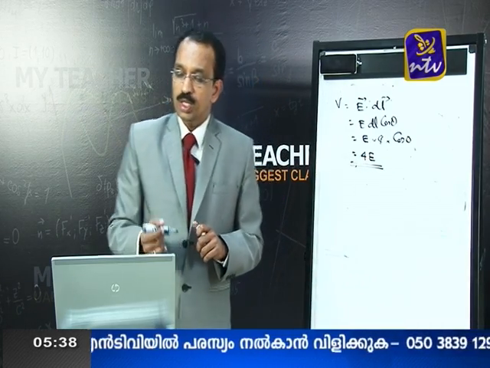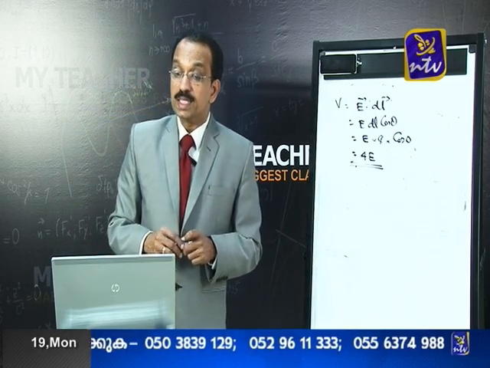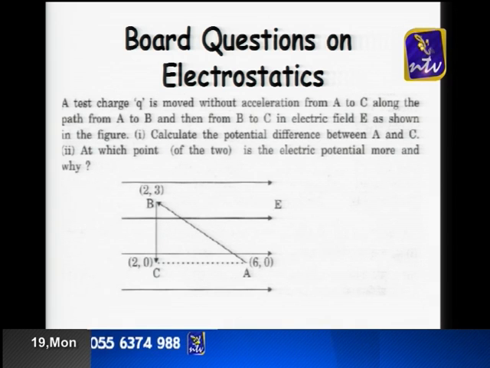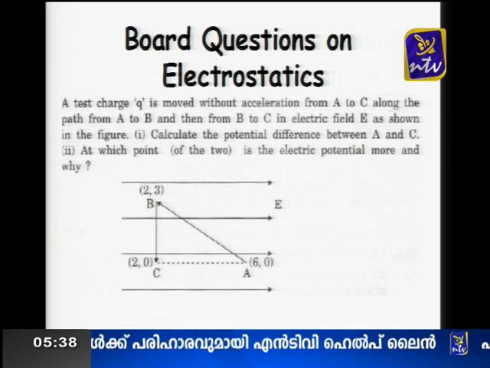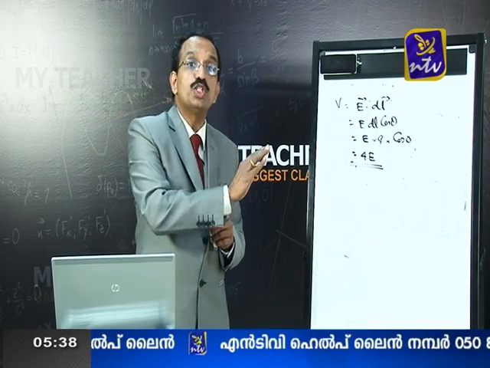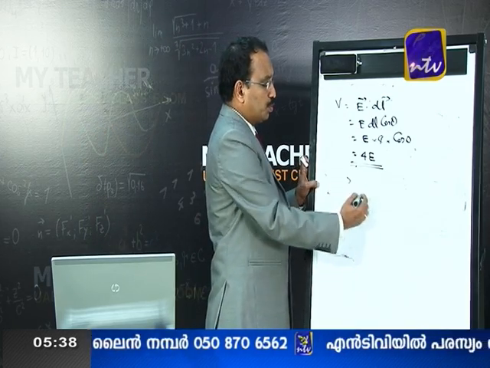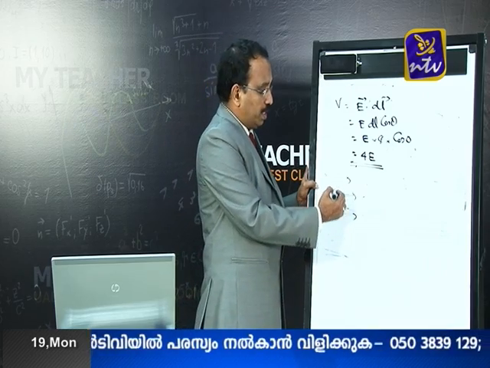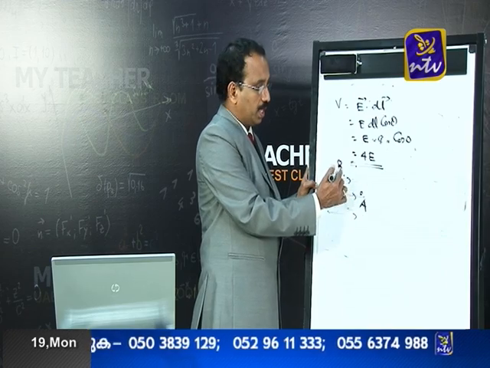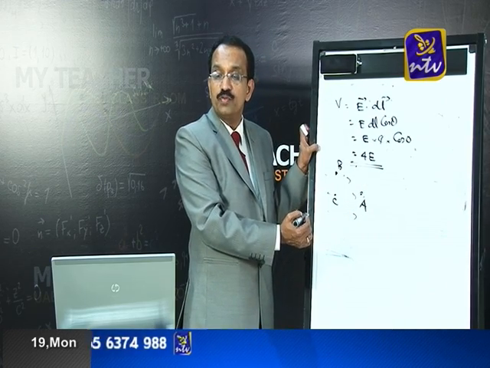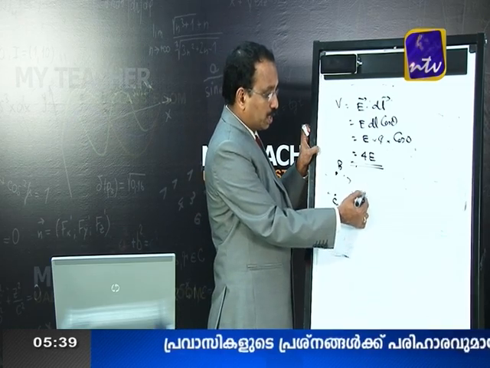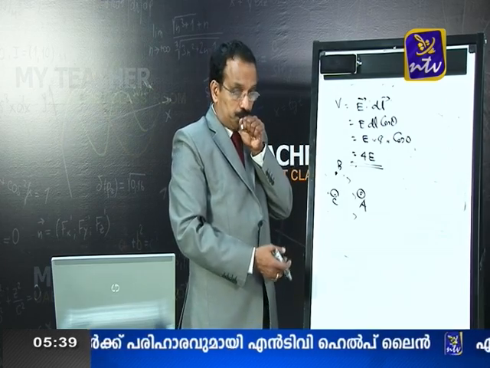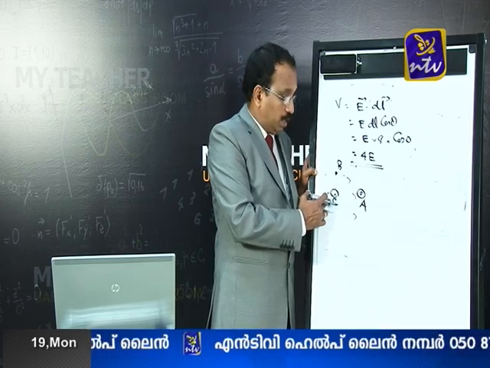Now, again look at the diagram. The question is, at which point of the two is the electric potential more, and why? Meaning where the potential is high. Can you say what the direction of the electric field is, from where to where? Electric field is from positive to negative. You can see on the diagram, from positive to negative the electric field lines are coming like this. So, point C is here, A is here, B is here. Out of A and C, at which point is potential high? Potential is always high near the positive side.